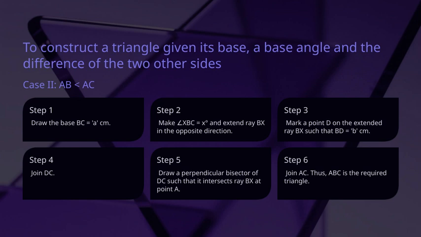Throughout this process, the key concept is how we use the given measurements and angles to accurately position the points. The perpendicular bisector helps us determine the correct location for A, ensuring our triangle has the specified properties. This method highlights the importance of geometric tools and reasoning in solving construction problems.